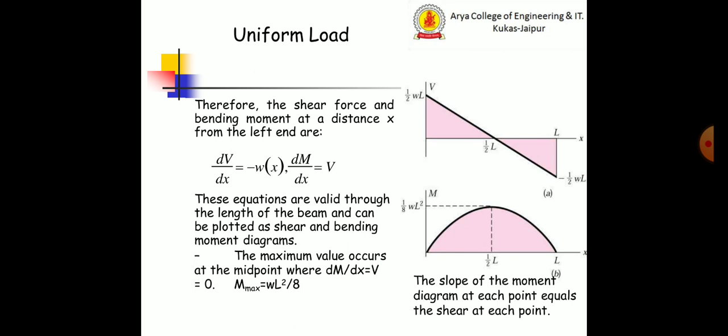Therefore, the shear force and bending moment at a distance x from the left end follow from dV by dx equal to minus w, and dM by dx equal to V. These equations are valid through the length of the beam and can be plotted as shear and bending moment diagrams. The maximum value occurs at the midpoint, where dM by dx equals V equals 0. The maximum bending moment will be equal to wL square by 8. The slope of the moment diagram at each point equals the shear at each point.